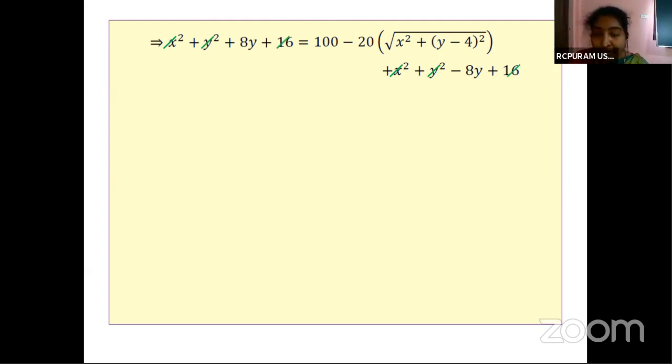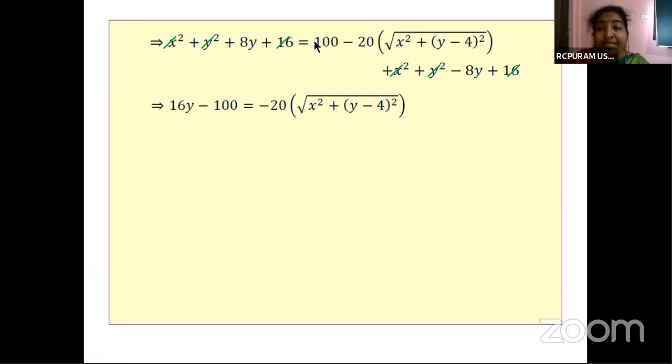8y, you cannot. You need to observe this. Here it is plus sign and here it is minus sign. There is equality in between. So you cannot cancel this y term. Okay. So this minus 8y I will send to the left hand side. So it becomes plus 8y. So you are getting 16y and also the 100 to the other side.